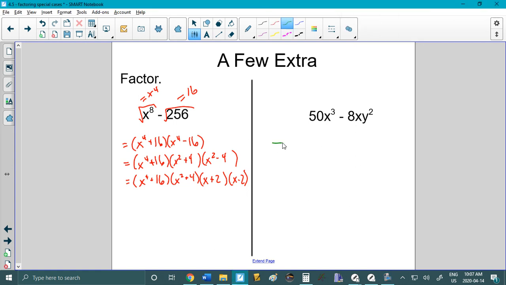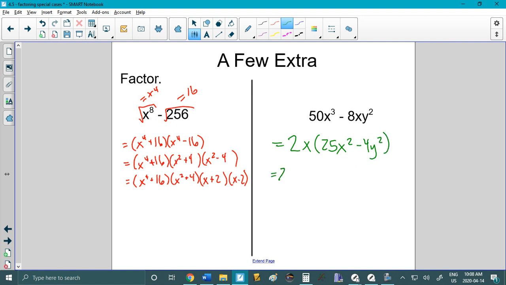Okay, last question. Remember, I'm really trying to sort of drive this point home. The most important step in factoring is step 1, and that's to common factor. So is there anything that divides into 50 and 8? 2 divides into both. And is there any variable that I can take out of both? You can take an x out of both. 50 divided by 2 is 25. X cubed divided by x is x squared. Negative 8 divided by 2 is minus 4. The x's cancel, and I'm left with y squared.